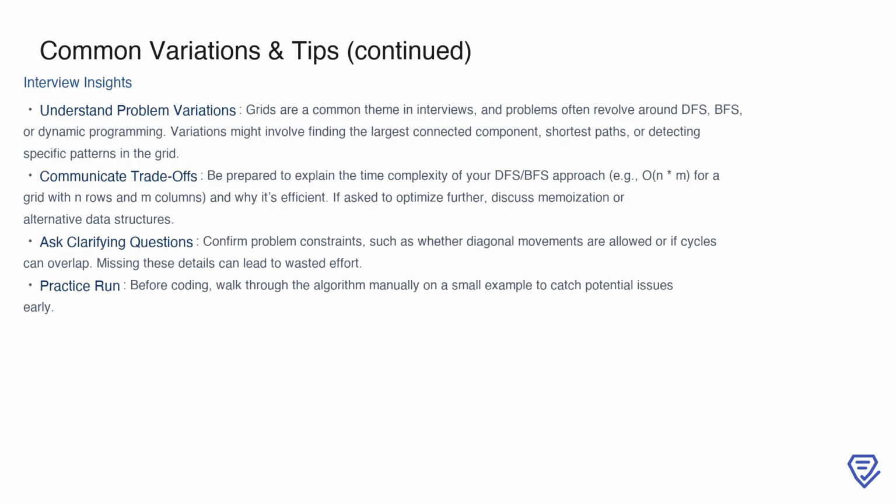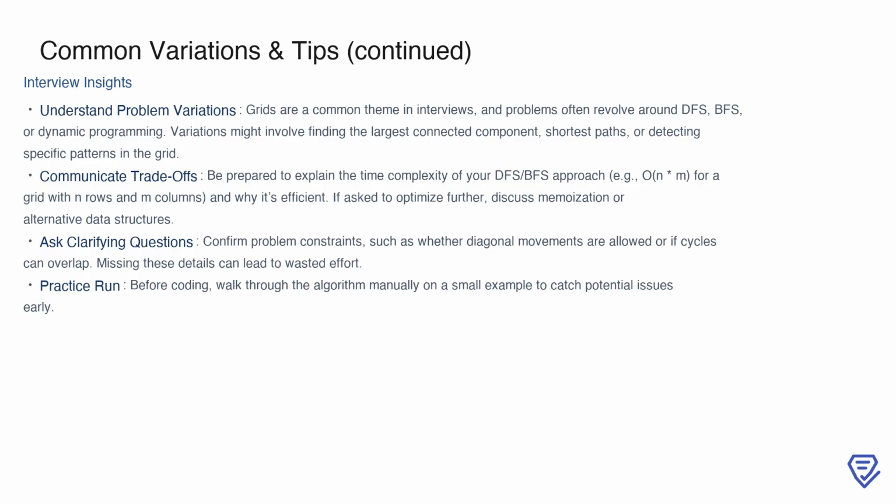When preparing for interviews, it's important to understand that grid-based problems frequently appear in various forms. These might involve depth-first search, breadth-first search, or even dynamic programming. Variations could ask you to find the largest connected component, discover the shortest path, or detect specific patterns in the grid. Beyond solving the problem, you should be ready to explain your approach clearly. For instance, when using DFS or BFS, you might note that the time complexity is O(n*m) for a grid with n rows and m columns. If the interviewer asks about further optimizations, discuss techniques like memoization or alternative data structures.